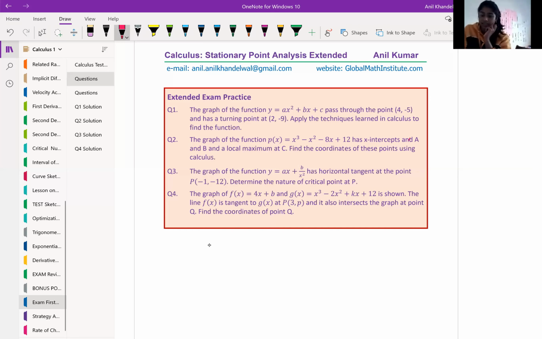As far as the difficulty level goes, what do you think? Is there any question which seems to be difficult for you, or are they very simple?